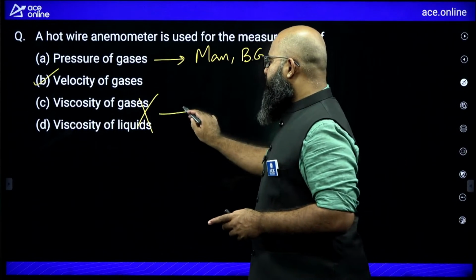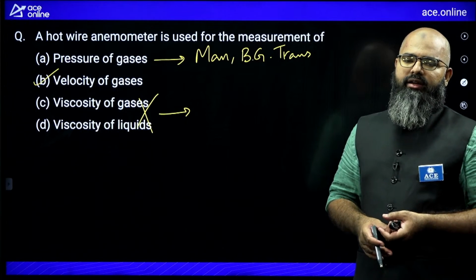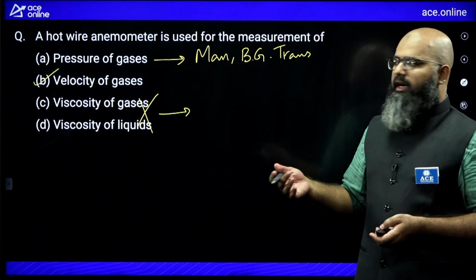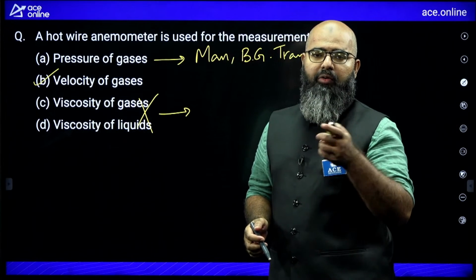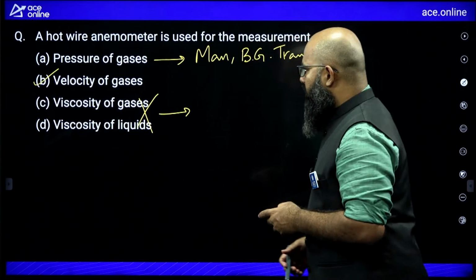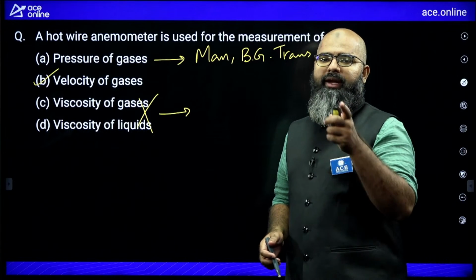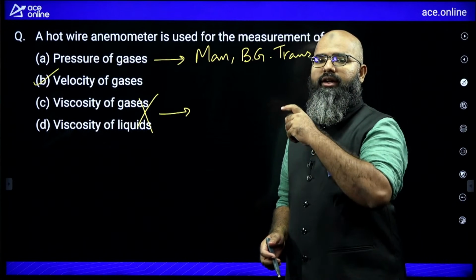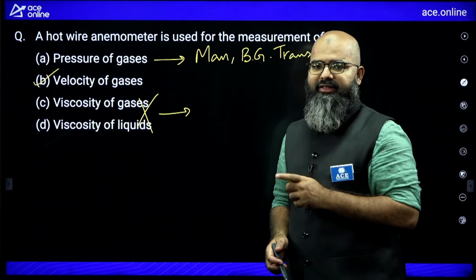For viscosity measurement, you have viscometers like the concentric cylinder viscometer and the Saybolt viscometer. For velocity, you have the hot wire anemometer, the pitot tube, and the pitot-static tube. All these are for velocity. And for discharge, you have devices like the Venturi meter, orifice meter, nozzle meter, rotameter, and elbow meter. All these devices are for measuring discharge.